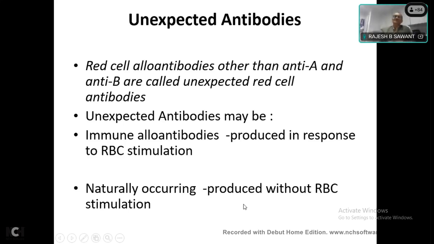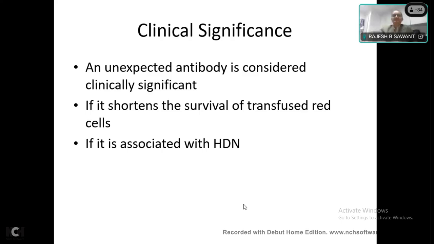So let us try and understand what these unexpected antibodies are. We have already seen that red cell allo antibodies will be other than anti-A and anti-B. Anti-A and anti-B are naturally occurring antibodies or isoagglutinins, whereas unexpected antibodies will be immune antibodies. So they will be IgG type, and these will be produced after an immune stimulus, right? So why are they important? Because they will lead to destruction of the transfused red cells which may have the corresponding antigen.